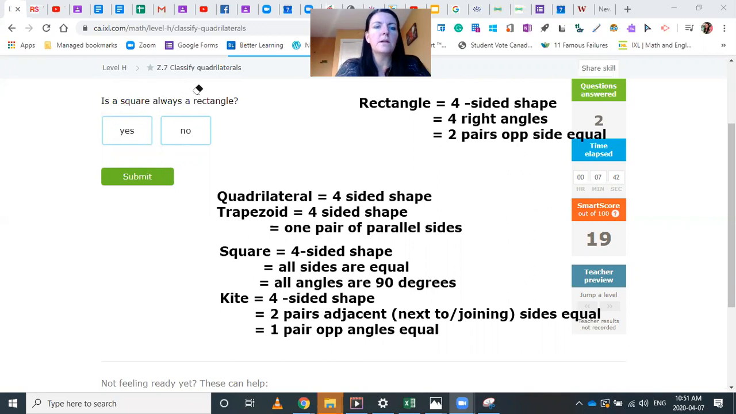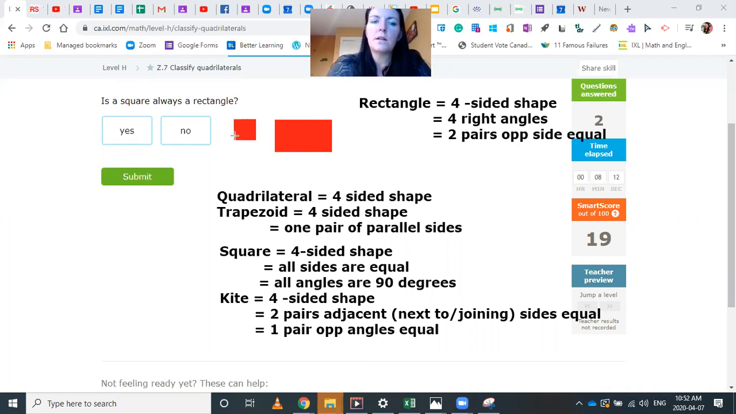Is a square always a rectangle? Okay, now this is where it gets a little bit tricky and you need to concentrate quite hard. Is a square always a rectangle? Let's look at, we could even draw a picture of a square to help us. That's more or less a square, all the sides are equal, and a rectangle would be more like that, right? Okay, so let's have a look.